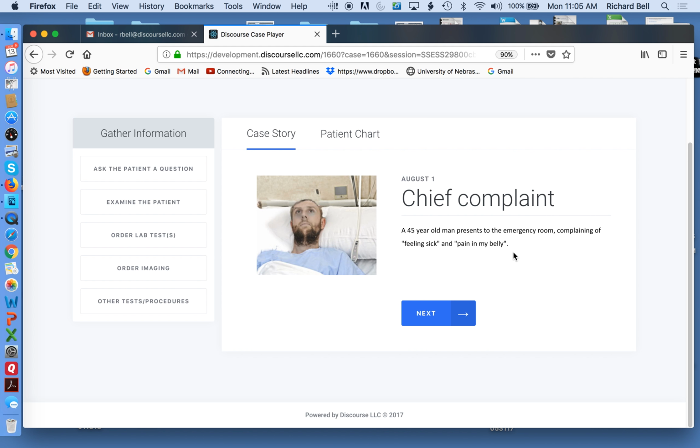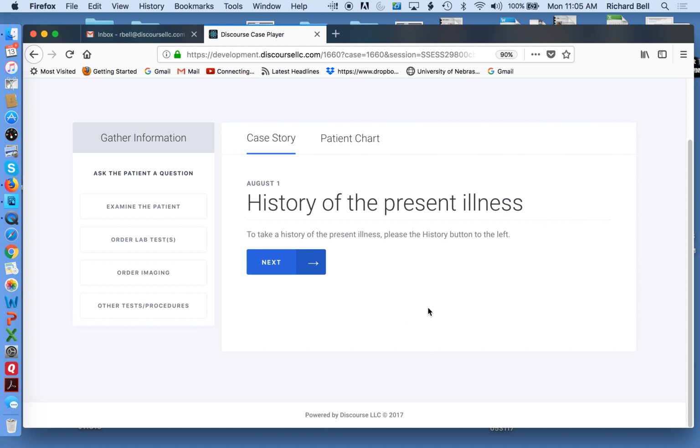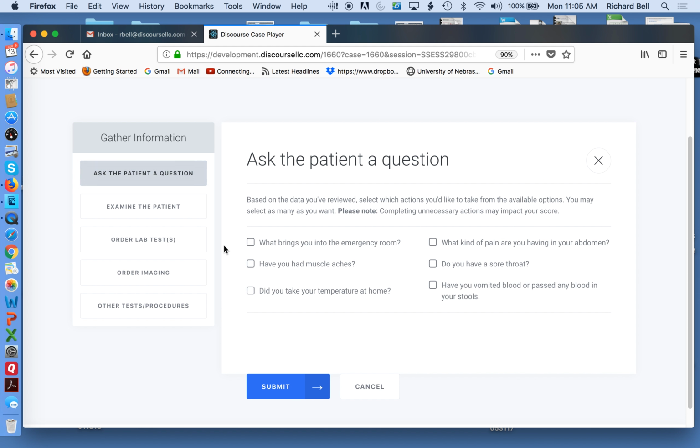And then they start the case. So it's a 45-year-old man complaining of feeling sick and pain in his belly. And then to take a history of the present illness, they press the history button and they choose the questions that they want to ask.